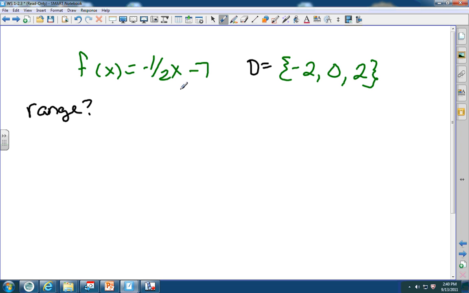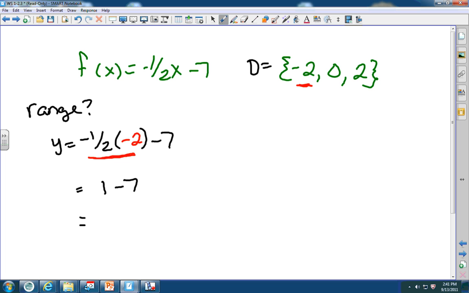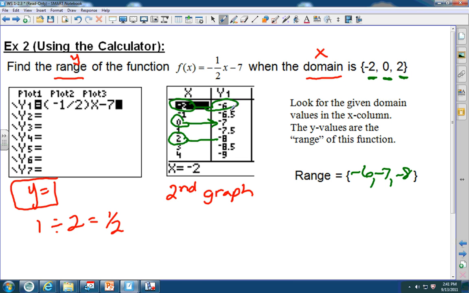So go through here and let's see if we can solve these by hand. You can pause the video and come back and see if you can do the right steps. I have y equals -1/2 times x minus 7. The first number I'll put in there is -2. When you multiply those two together, you're going to get a +1 minus 7, which gives me -6. Well, let's look over here. Do we have -2 and -6? We sure do.